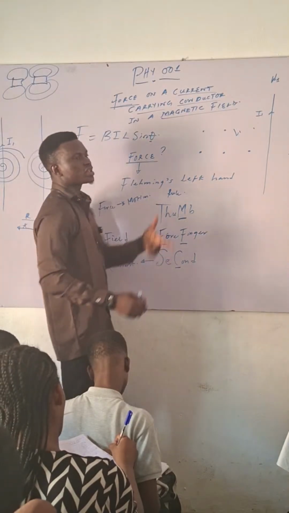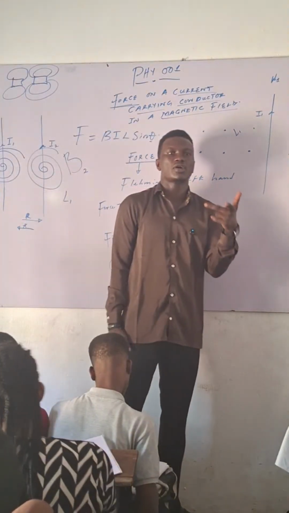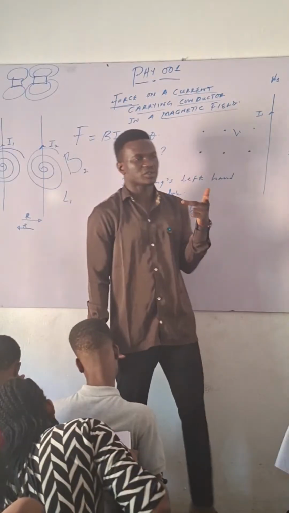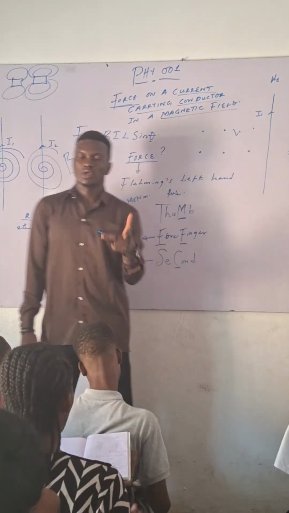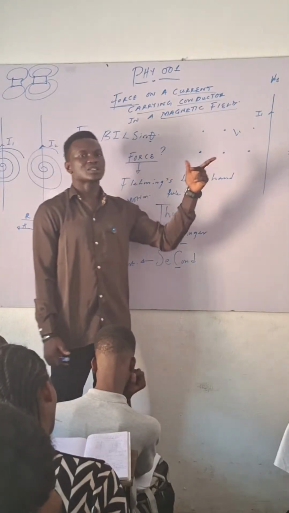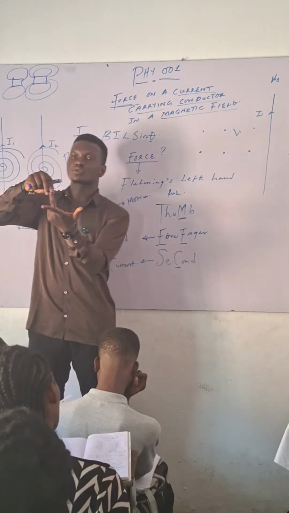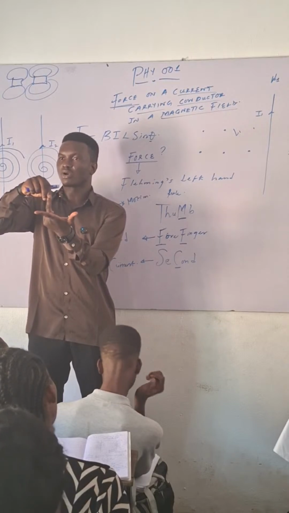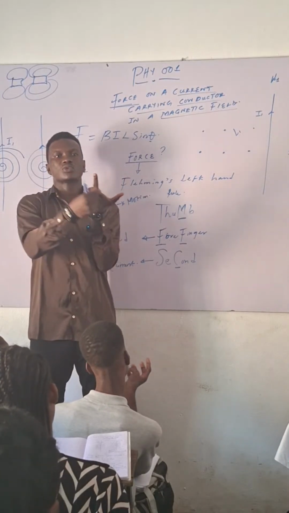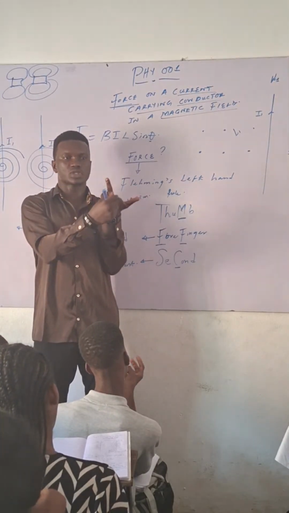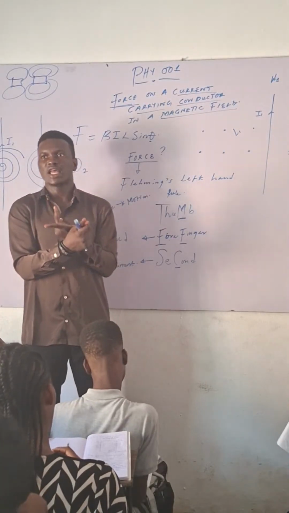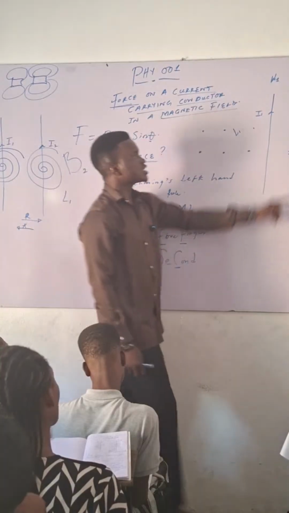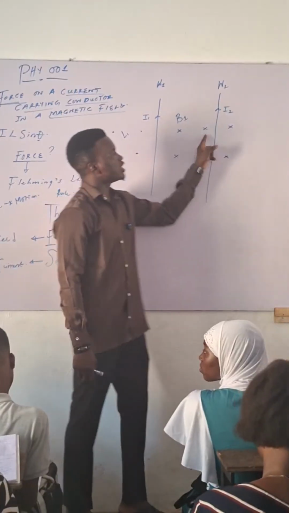So if you want to determine the force experienced by a current carrying conductor in a magnetic field, you use Fleming's left-hand rule. Using my Fleming's left-hand rule, you point this one in the direction of the current, this one in the direction of the field, and this one in the direction of the force. So let me determine the force. This field that I have here, how is it going?